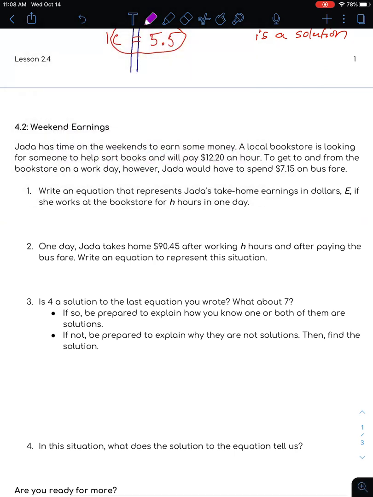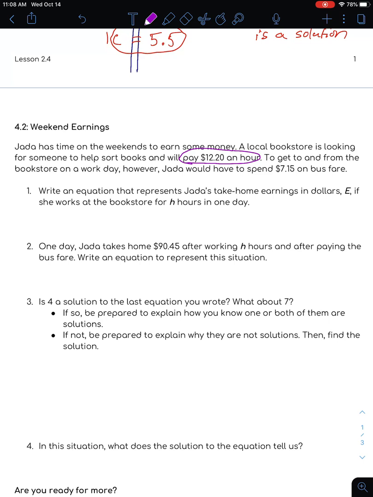A little bit different situation here with weekend earnings. Jada has time on the weekends to earn some money. A local bookstore is looking for someone to help sort books and will pay $12.20 an hour. To get to and from the bookstore on a workday, however, Jada would have to spend $7.15 on bus fare. Write an equation that represents Jada's take-home earnings in dollars, E, if she works at the bookstore for H hours a day. So there's a couple of pieces here.